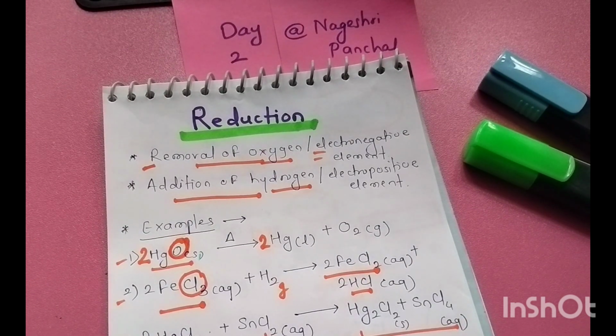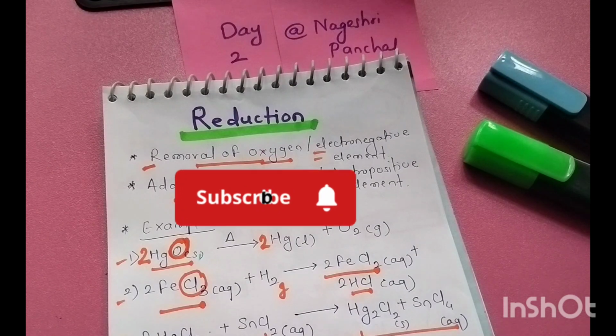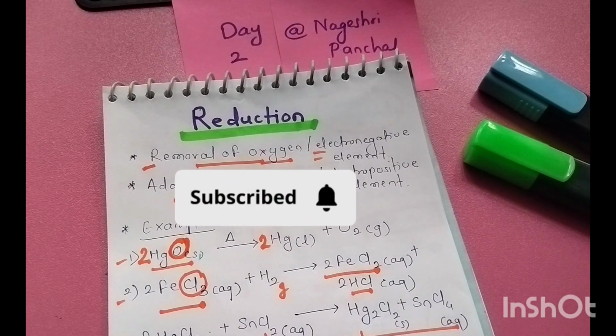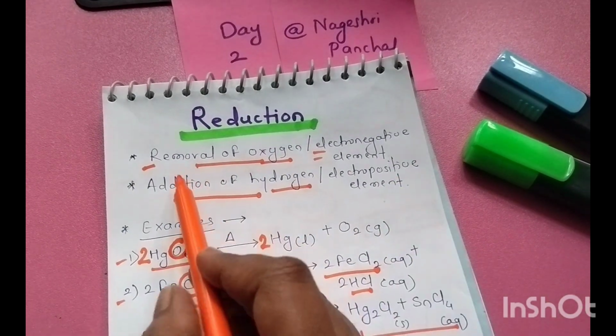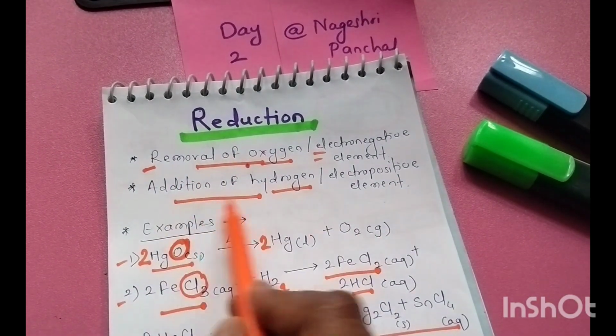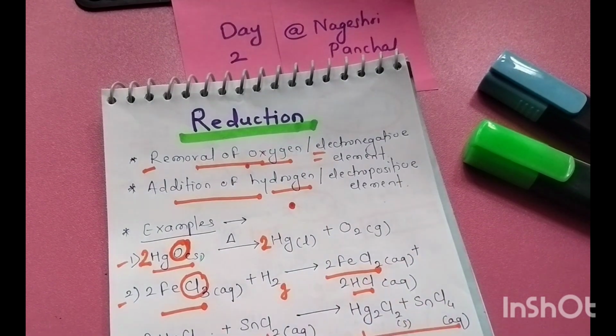After the oxidation, let's see reduction. So first of all, we will see its definition. Removal of oxygen or electronegative element, and the second thing is addition of hydrogen or electropositive element. Just remember removal of oxygen and addition of hydrogen. Okay, now let's see the example.